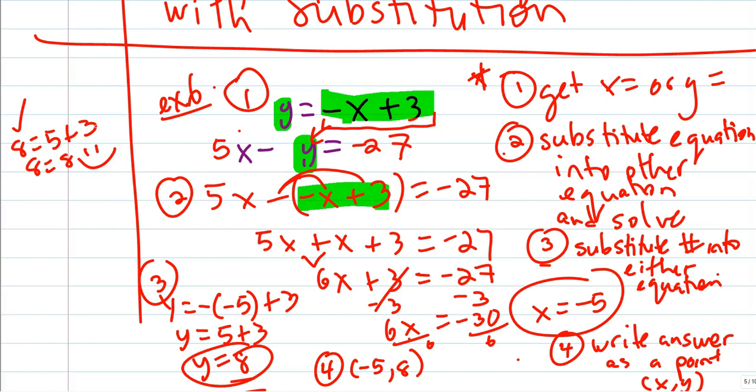But it also must work for the other one. So 5x minus y, 5 times -5 would be -25. Minus y would be -8. Ruh-roh. Did I mess up somewhere? 5x minus y.